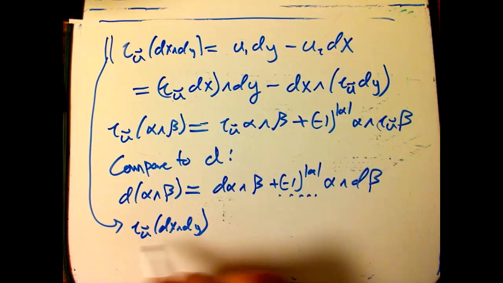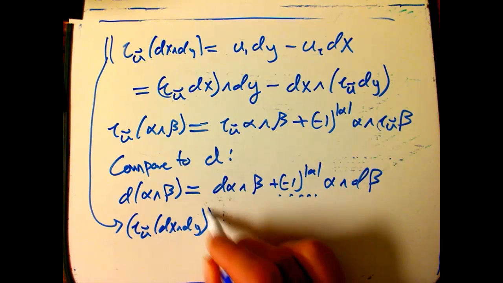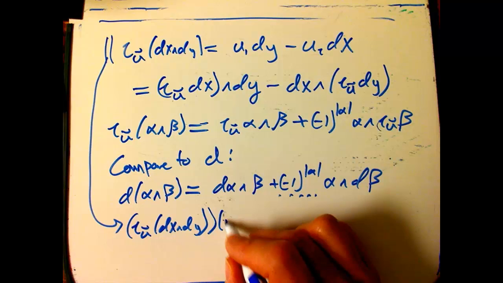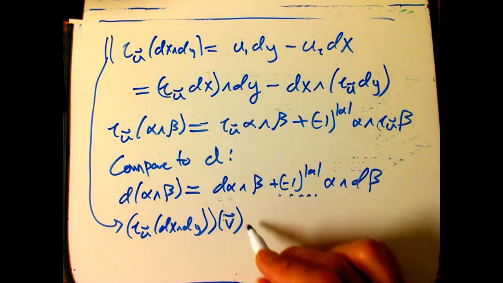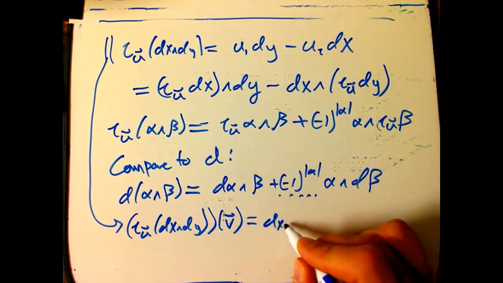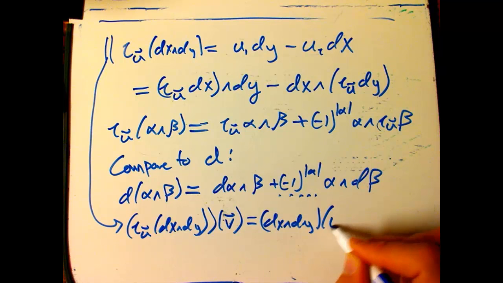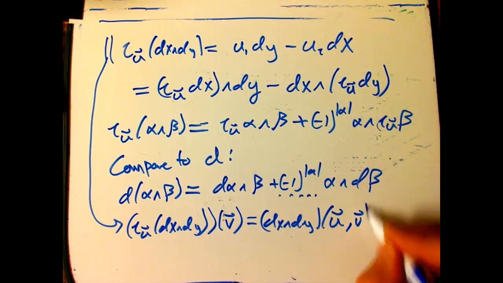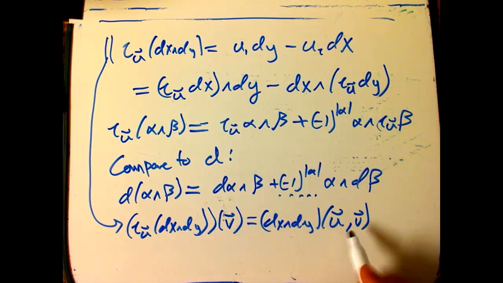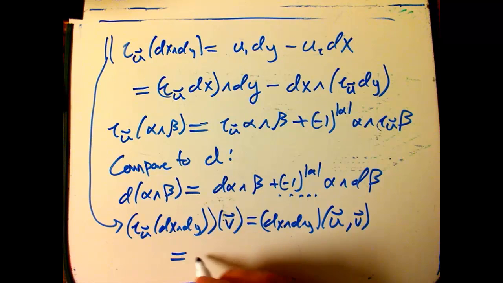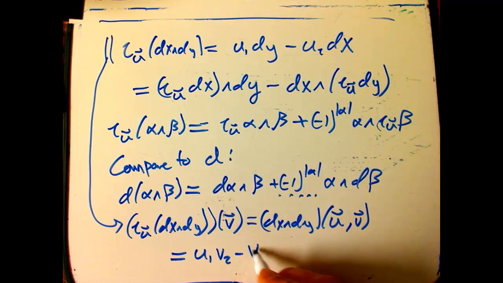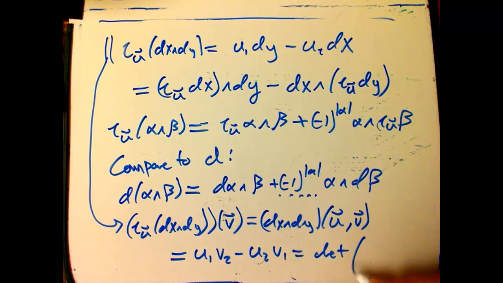If I take IU of a 2-form, that should be a 1-form, and then I should be able to know what that does to a vector v. By definition, that's just dx wedge dy, and you fill up the first slot with u, and then I've already got something to put into the second slot. If you work that out, it just turns out to be u1 v2 minus u2 v1. It's the determinant of making those two vectors into a 2x2 matrix.